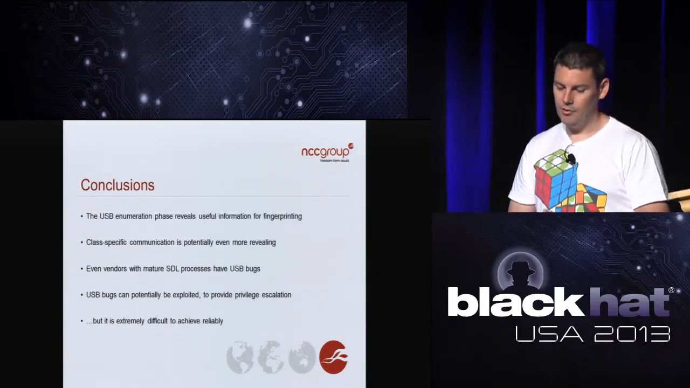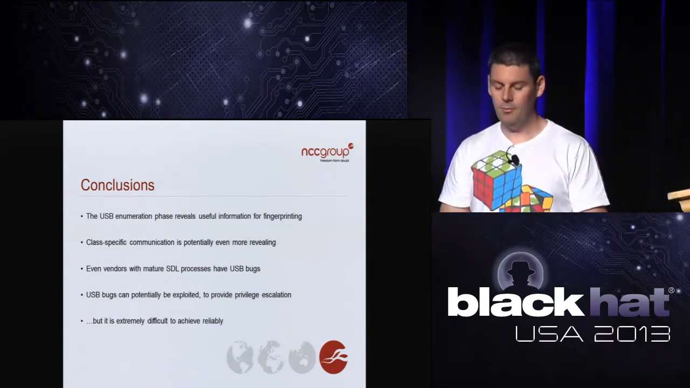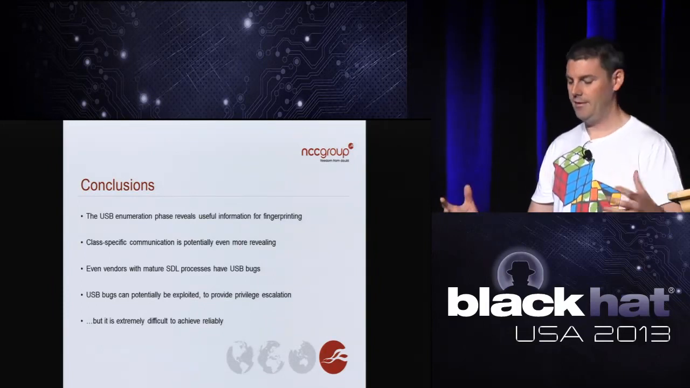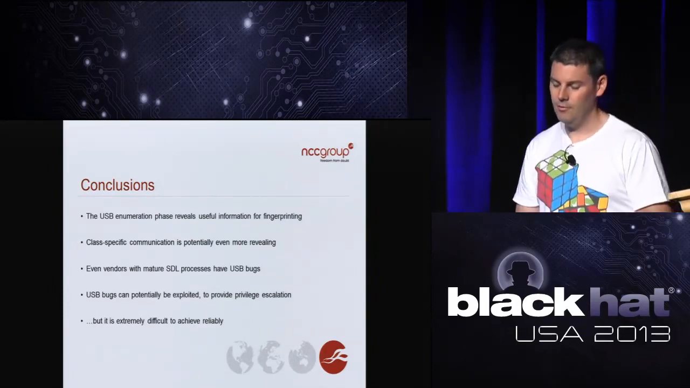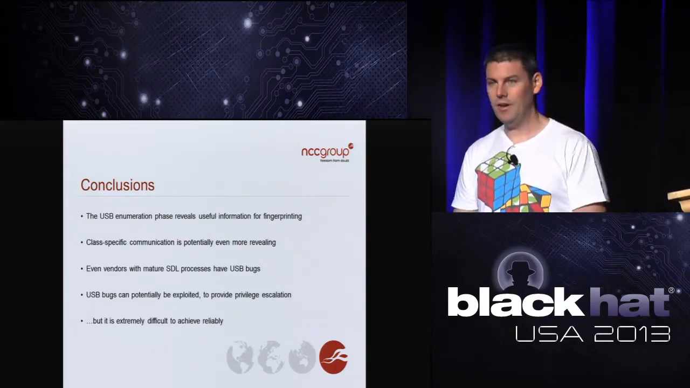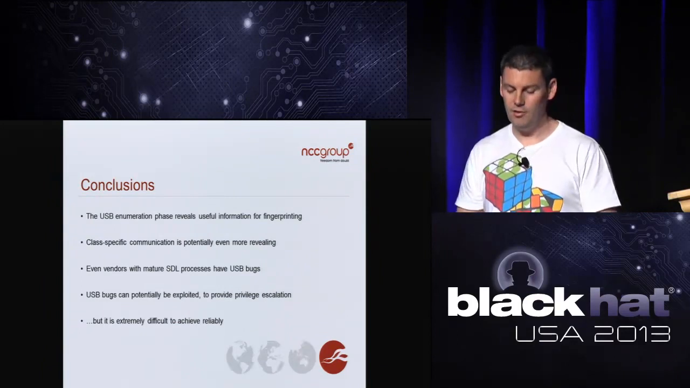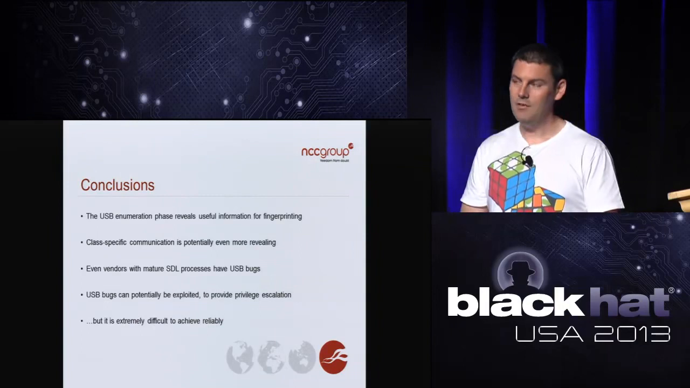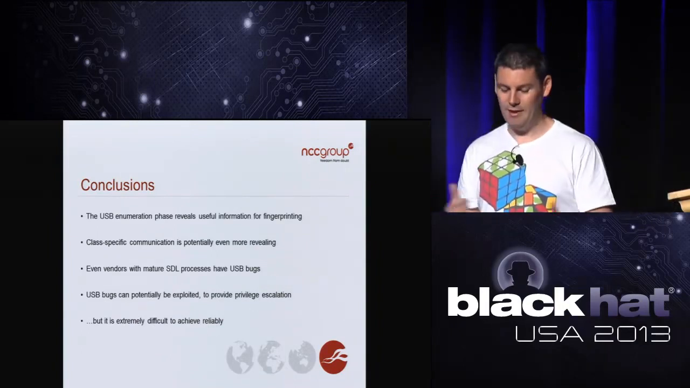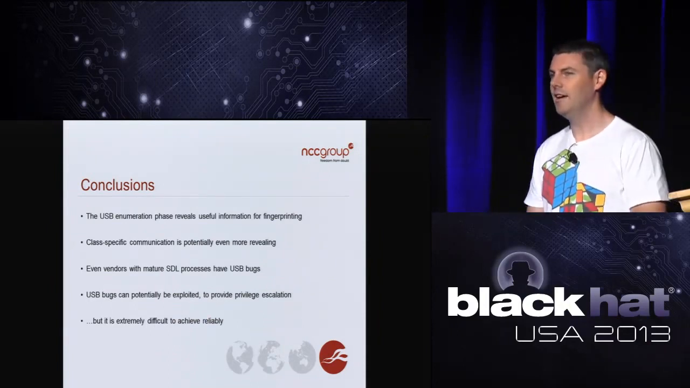So some conclusions. There's lots of different ways in which these host systems deal with USB traffic, and therefore you can use the fact that there's different information for fingerprinting of OSs. The class-specific communications are even more revealing sometimes than just the enumeration stuff. Even vendors like Microsoft and others that have got a mature SDL process still have USB bugs. And I mentioned the huge attack surface here.